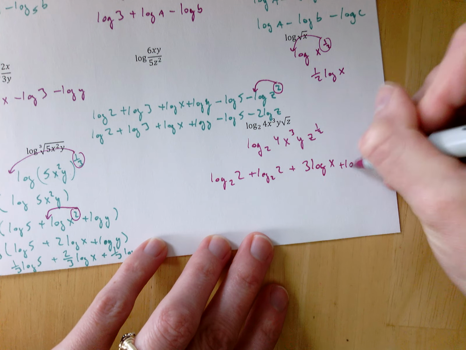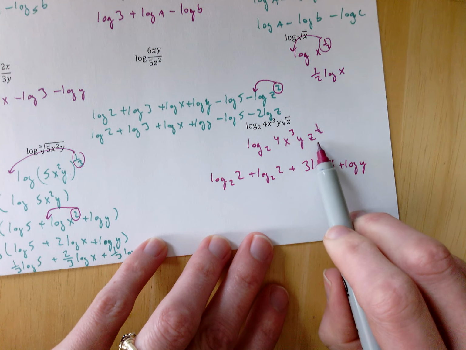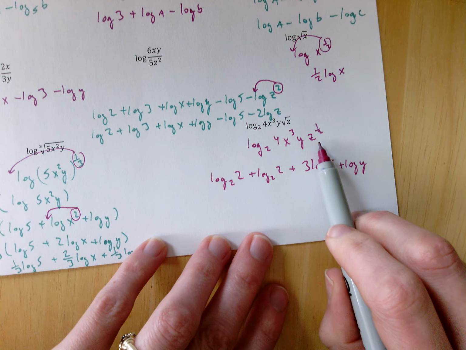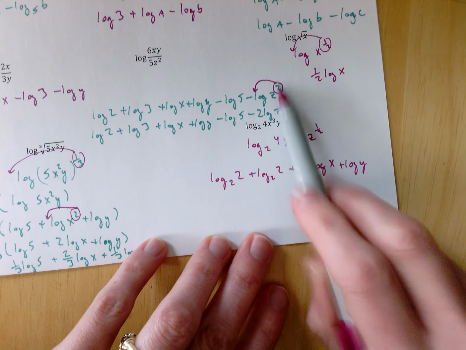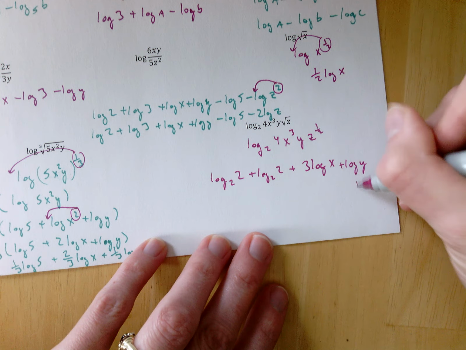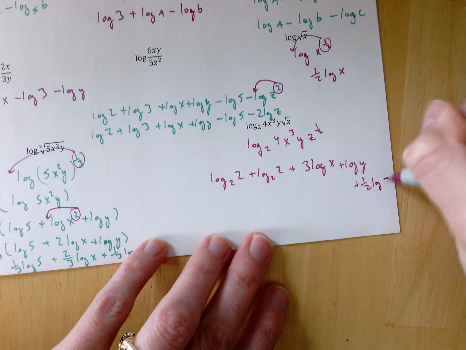Okay, and then plus log of y, and I'm going to do the trick again here. I'm going to shortcut this, right? It would be plus log of z to the 1/2, and then I'd bring the 1/2 down like I did there. So it's going to be plus 1/2 log of z.